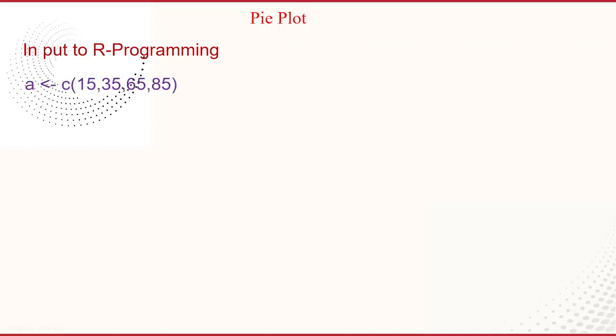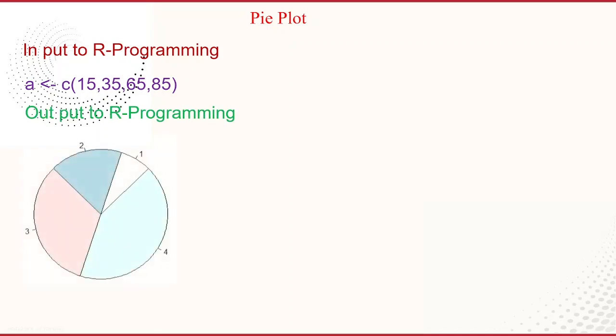So let us see the input in R programming, the same values 15, 35, 65, 85. Output of the R programming. Okay, now you can see it at different angles. Now I entered pie A comma init.angle equal to 45 degrees. So from the x-axis, 45 degrees you take, from that it will take order 1, 2, 3, 4 in counterclockwise direction.